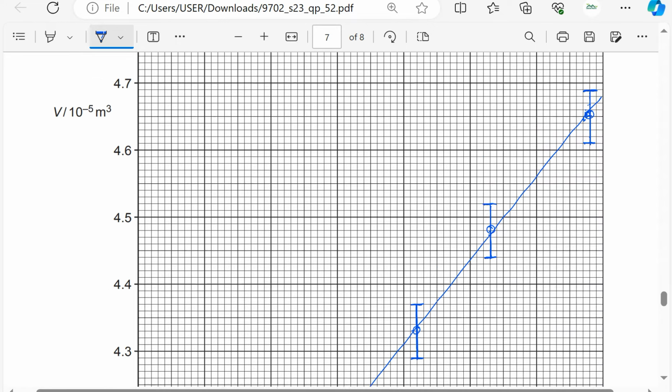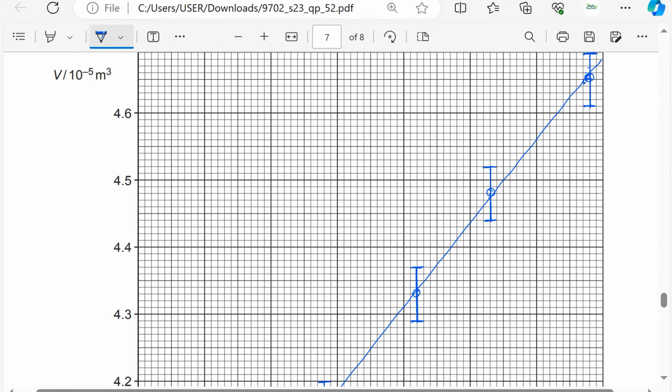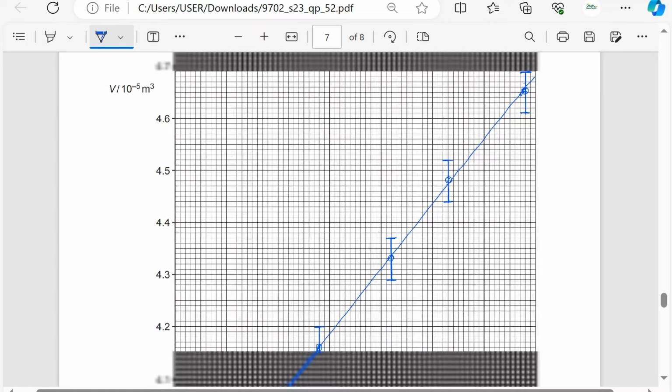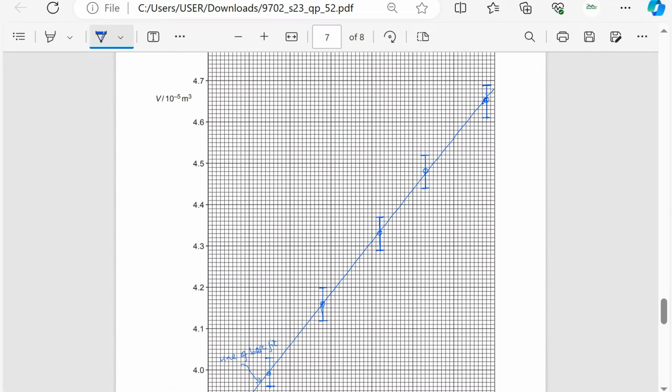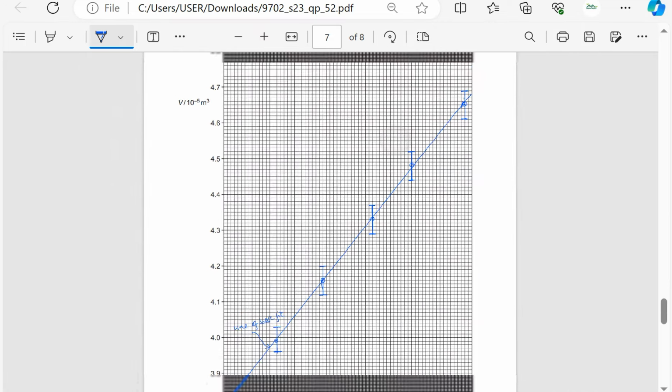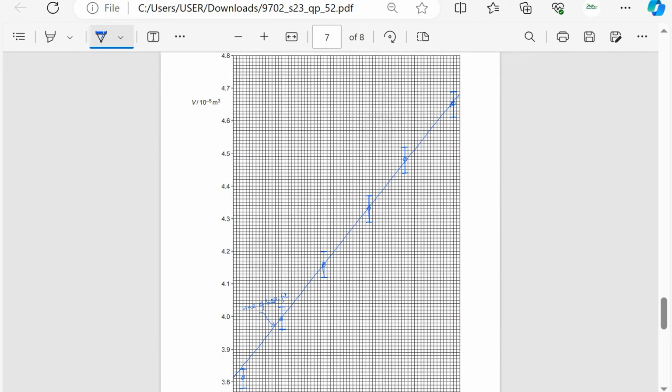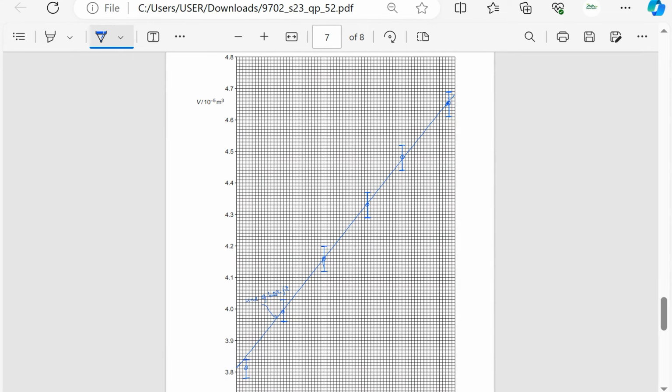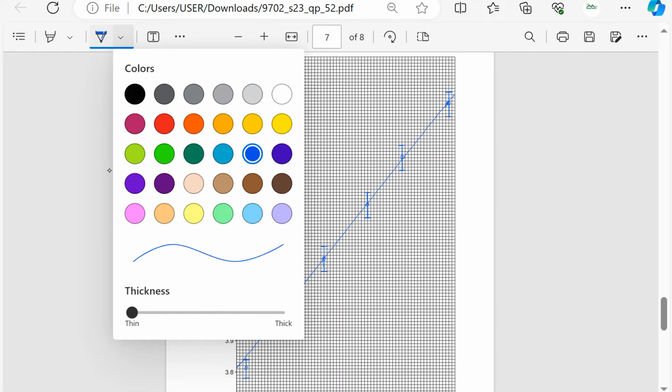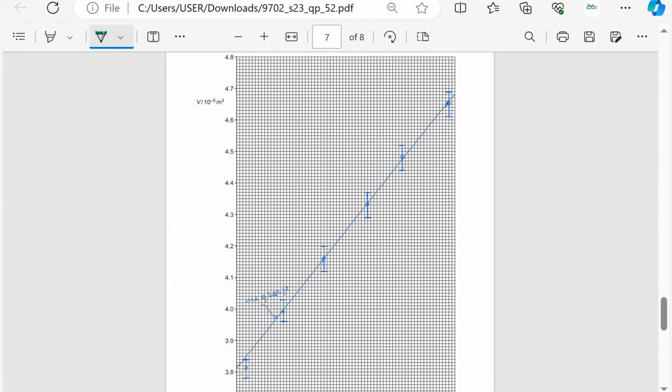Next is to draw the line of worst fit. To draw the line of worst fit, I should have this on the same page, so I have to reduce this size because I must have all the error bars in focus. Make proper judgment. I'll change the color. Let me use green for the line of worst fit.